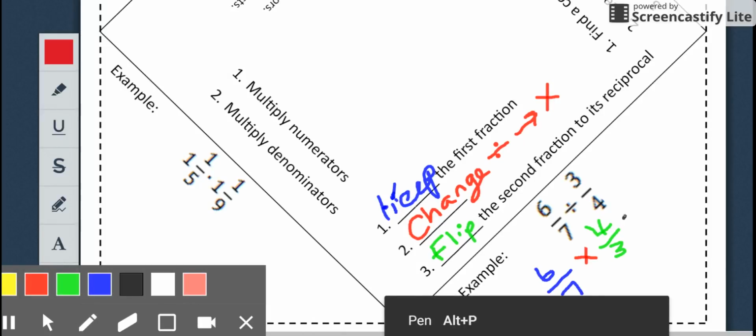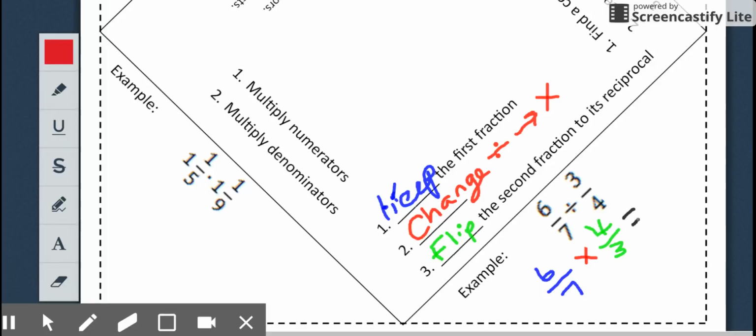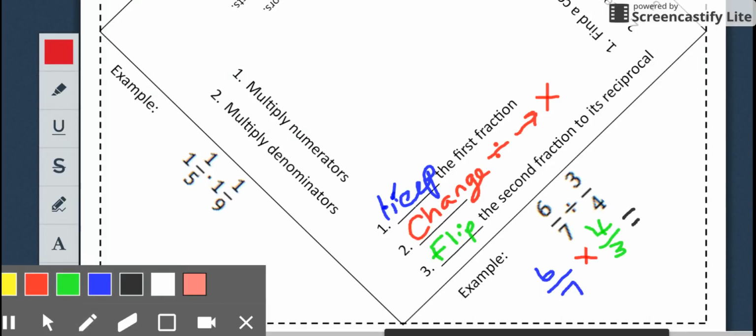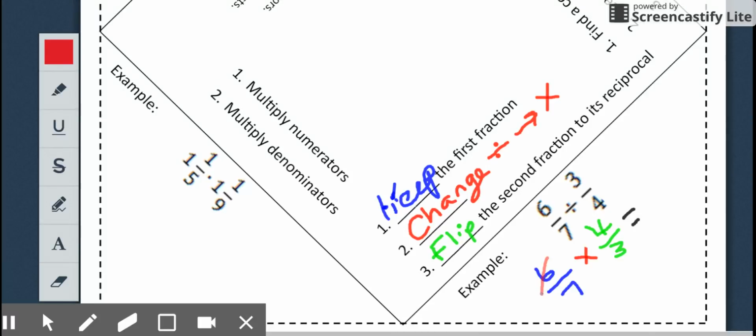At this point, you've got a multiplication problem, which you already know how to solve. You can either multiply first and then cancel out, or simplify first and then multiply. I always choose to simplify first and then multiply. So I see that I've got a 6 in my numerator and a 3 in my denominator. I'll divide them both by 3. 6 divided by 3 gives me 2, and 3 divided by 3 gives me 1.